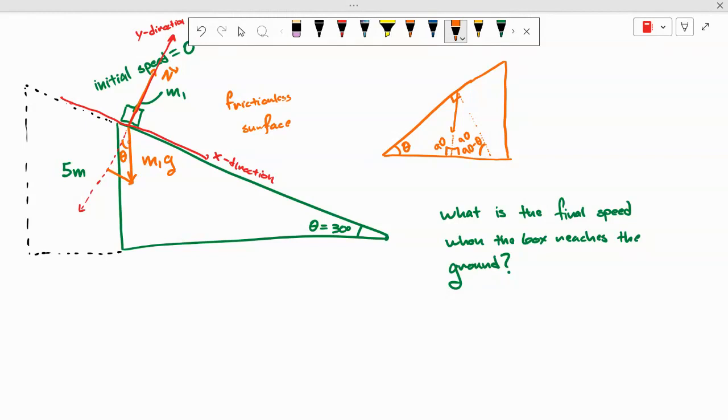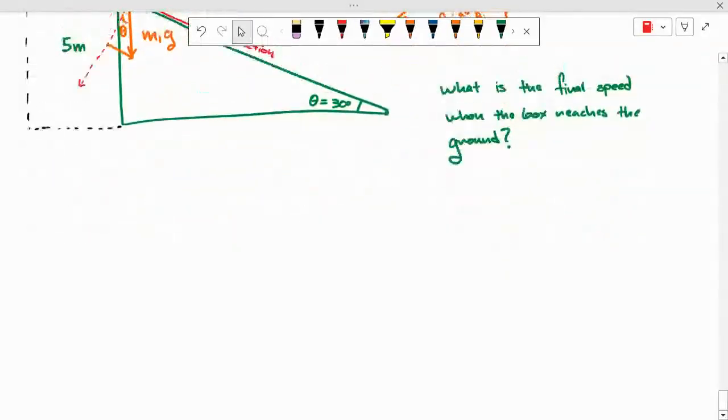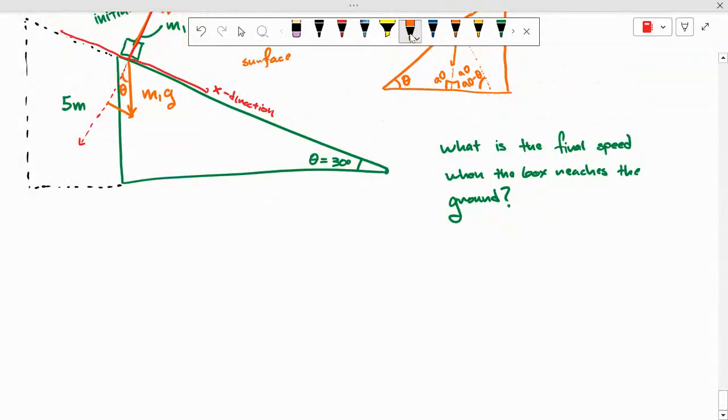Okay, so what's going to happen is we have the summation of the forces in the x direction are going to be m1g sine theta and m1g cosine theta equals g cosine theta.